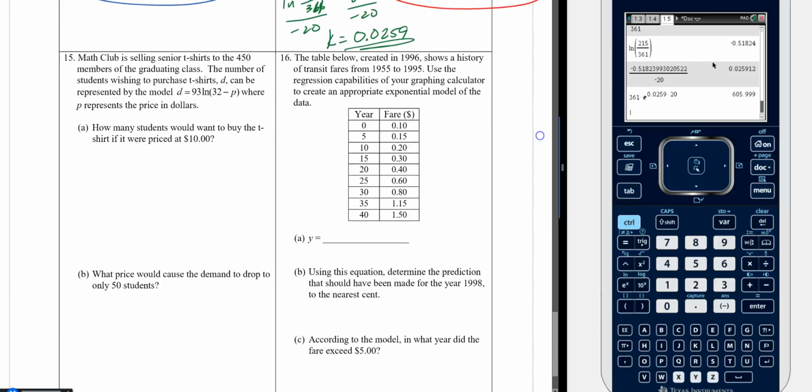15. Math Club is selling t-shirts to 450 members of the graduating class. The number of students wishing to purchase t-shirts can be represented by that model, where P represents the price in dollars. How many students would want to buy the t-shirt if the price were $10? So again, P is the price, D is the number of people buying it, as in demand. So we're going to plug in, that's our P value. So D equals 93 natural log of 32 minus 10.